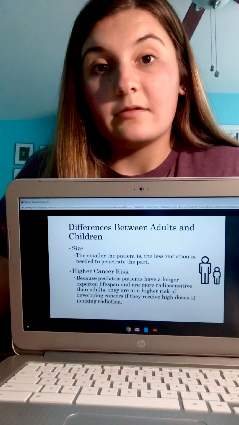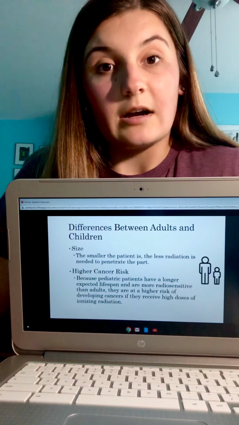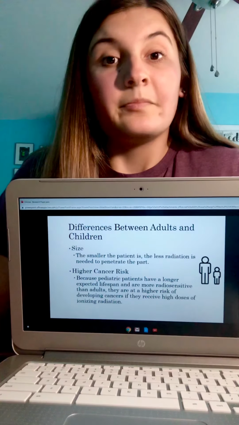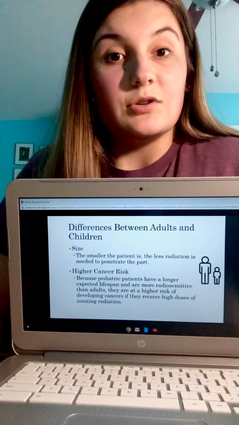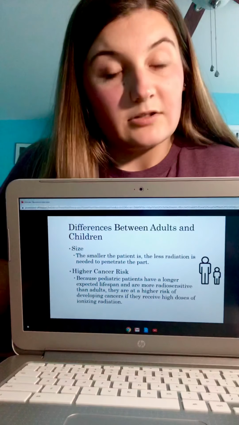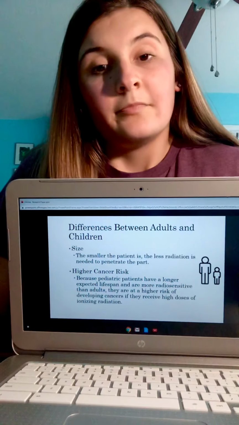So the biggest difference between child and adult is their size. The smaller a child is, the less radiation they need. If a child is exposed to too much radiation in their life, they will be at a higher risk of developing cancers later on the road.